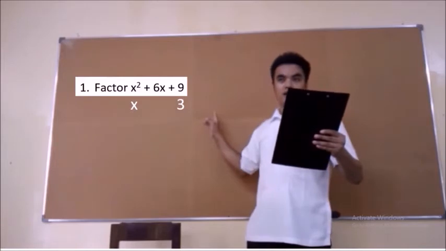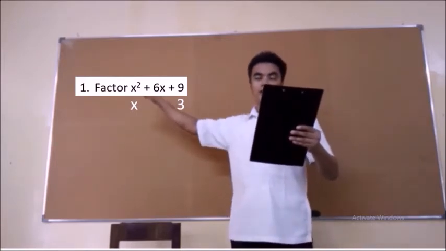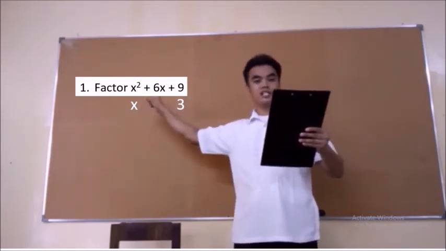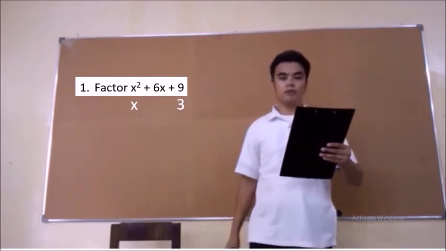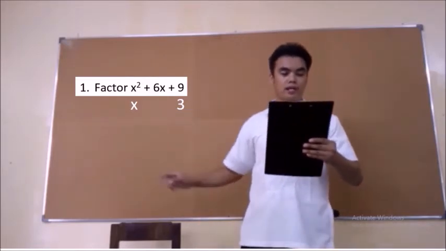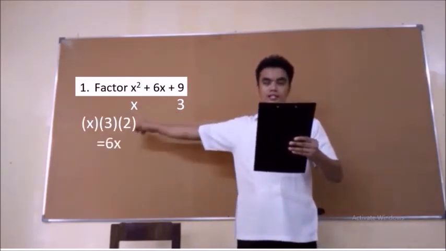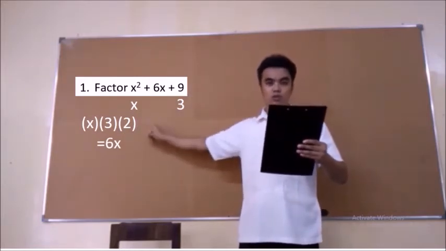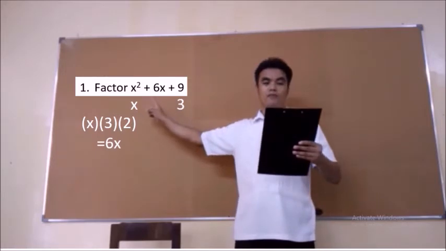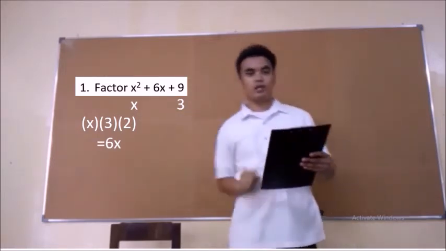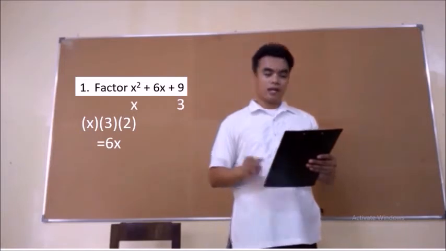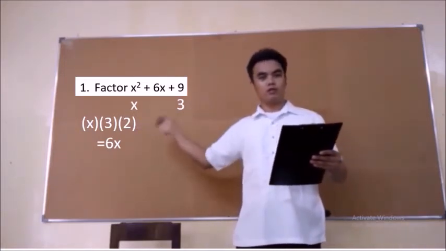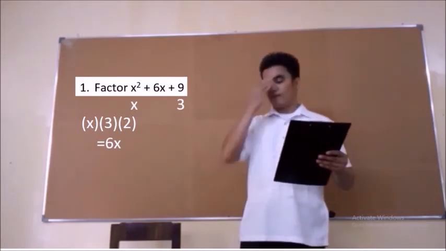X and 3. Once you multiply x times 3 times 2 at lumabas yung nasa gitna, which is 6x, it means it is a perfect square trinomial. So, subukan natin. X times 3 times 2 is equal to 6x. So therefore, this is a perfect square trinomial. Ngayon, kapag ang isang polynomial is a perfect square trinomial, napakadali lang i-factor out ito.